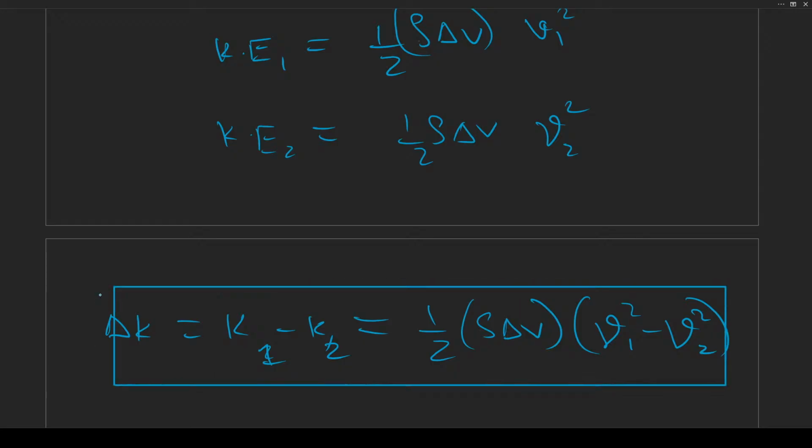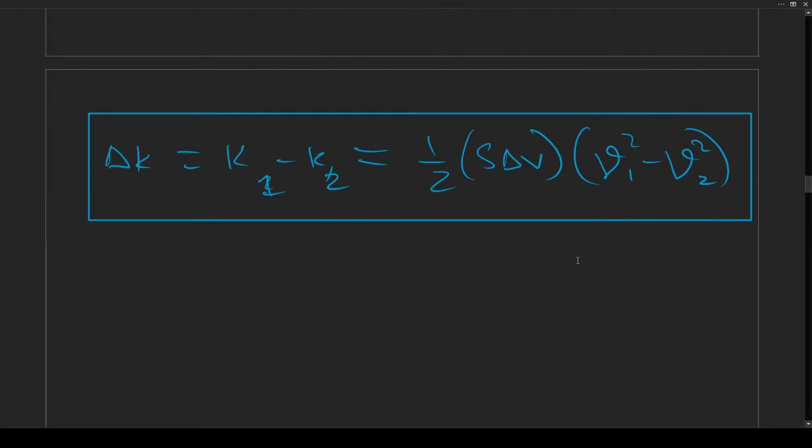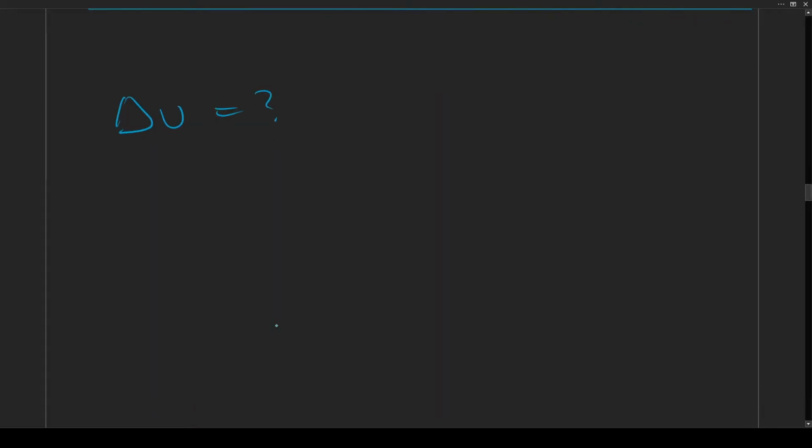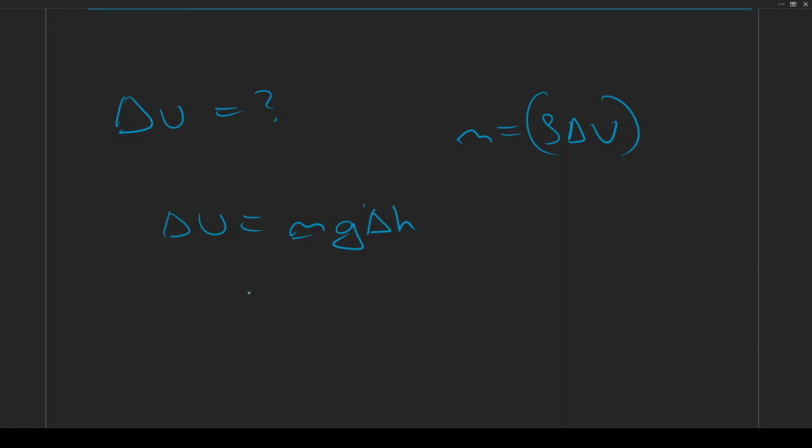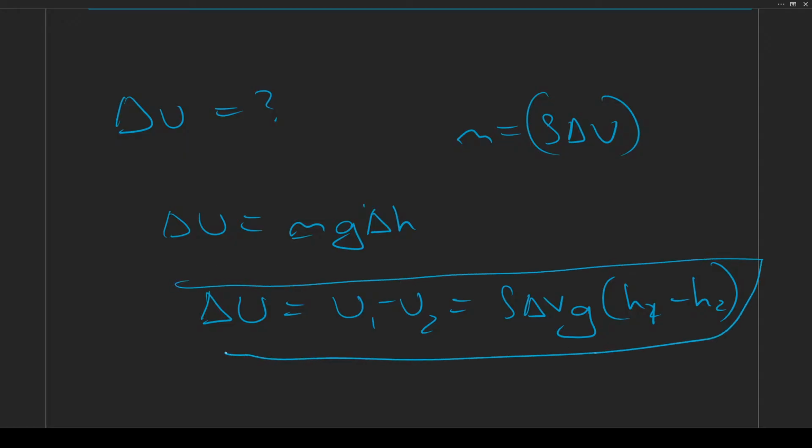Now because at variable height there is also a change in potential energy. We should find out the actual potential energy, which is equal to mgh, mg delta h, and based on that, mass is equal to rho delta V. Now substituting the value, delta U is equal to U1 minus U2, which is equal to rho delta V, G common, H1 minus H2. This is the formula for change in potential energy.